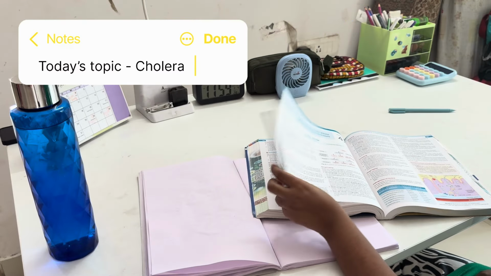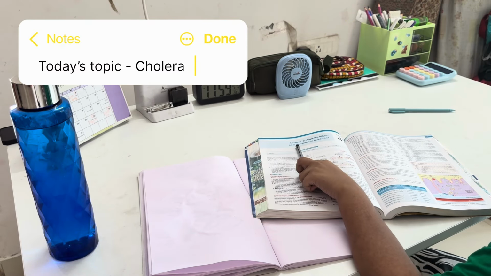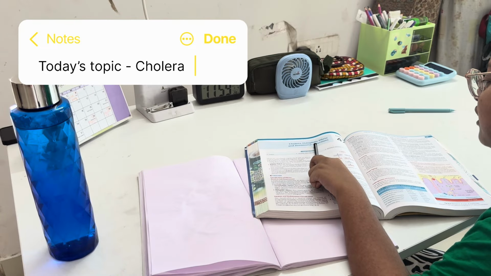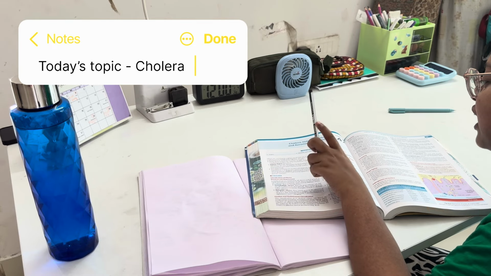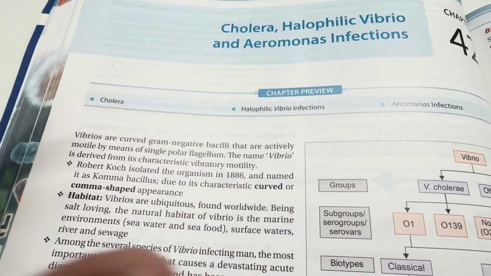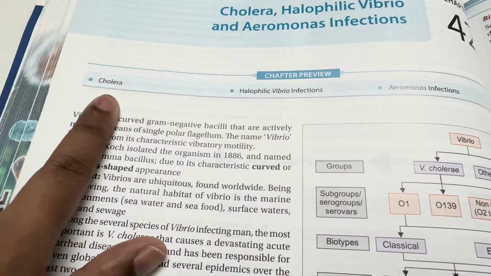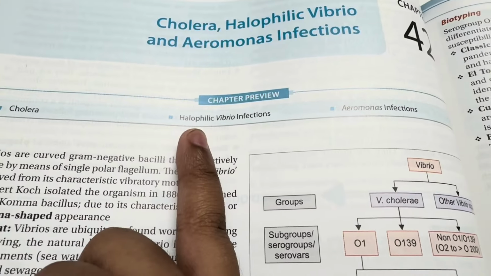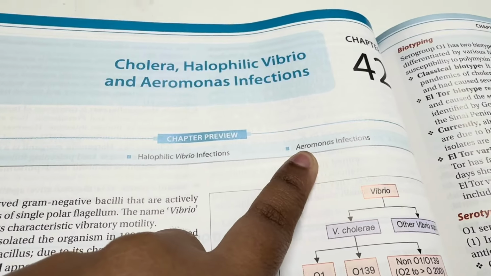We have to start with this. This is cholera, a halophilic vibrio infection. Alright, so how I study is first we look at the topic, the chapter cup review. Over here they have given cholera, halophilic vibrio infection, and aerophilic.